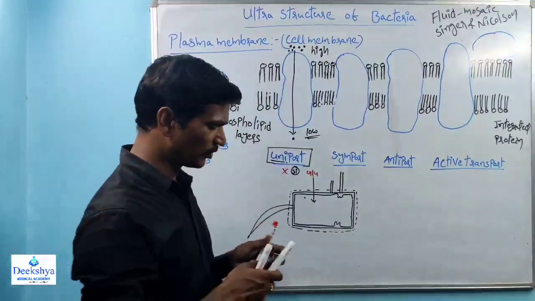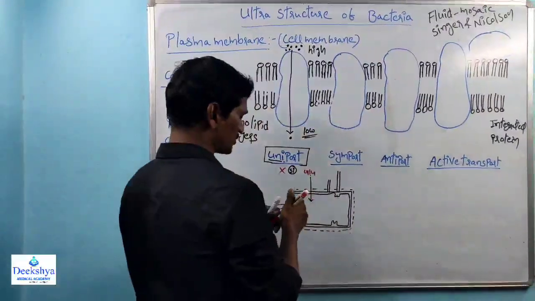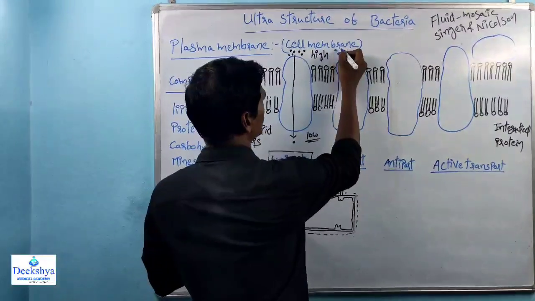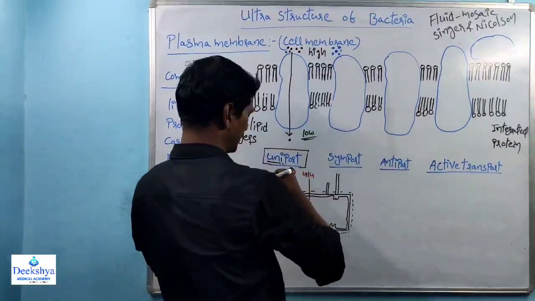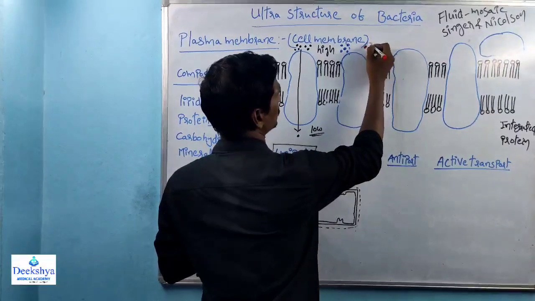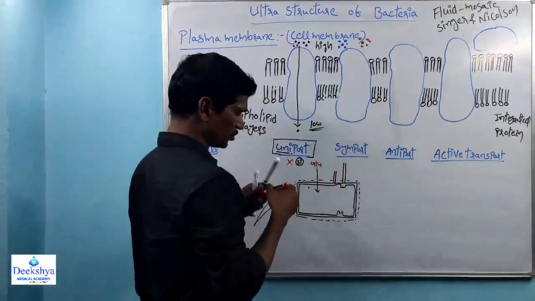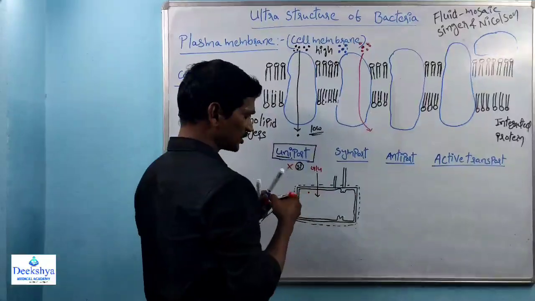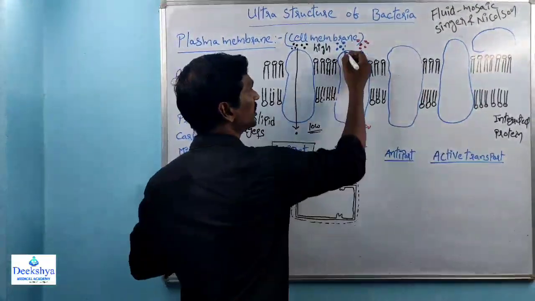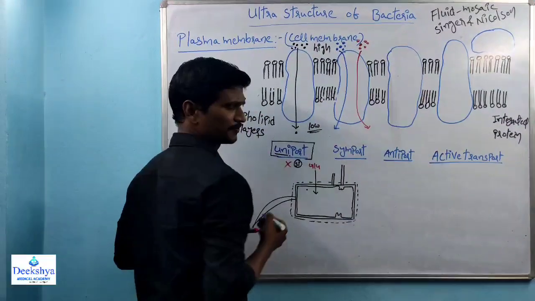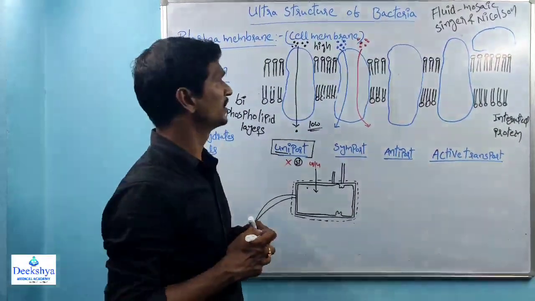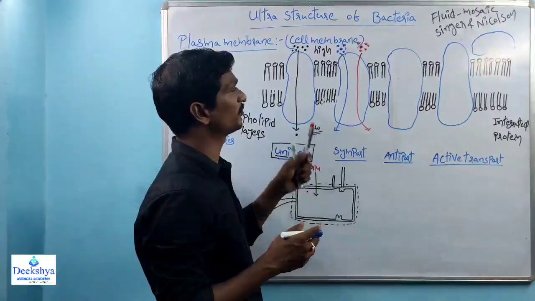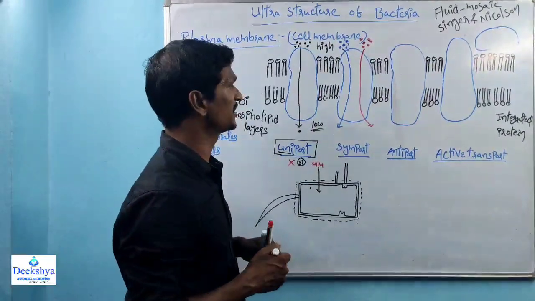Symport mechanism. Here symport indicates two types of molecules. These are one type of molecules and these are another type of molecules. Two different types of molecules are transported in the same direction. These are two different molecules, and they are transported in the same direction.